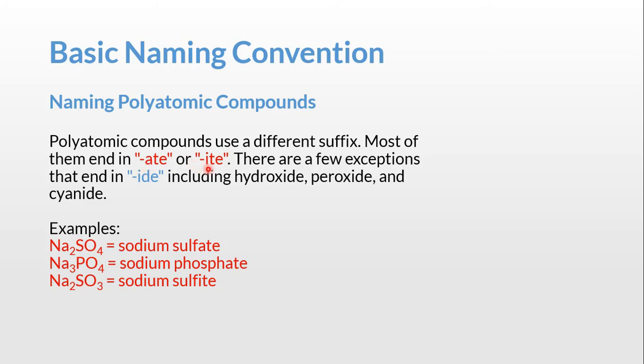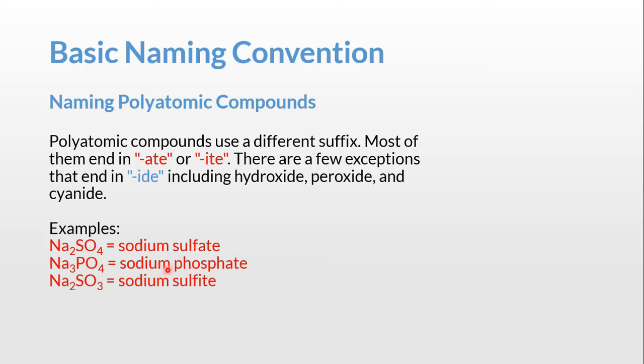ATE or ITE. ATE is most often when the subscript is 4, and ITE is most often when the subscript is 3. There are a few exceptions, which are the IDEs: hydroxide, peroxide, and cyanide. So if you have a compound with hydroxide in it, it ends with hydroxide, or peroxide, or cyanide. Examples: sodium sulfate.